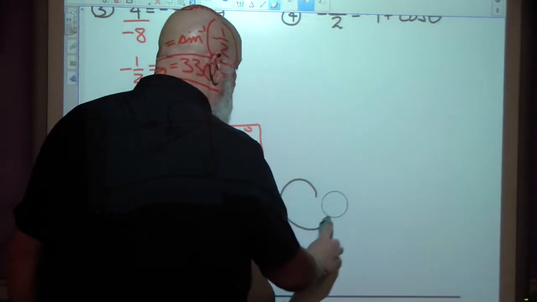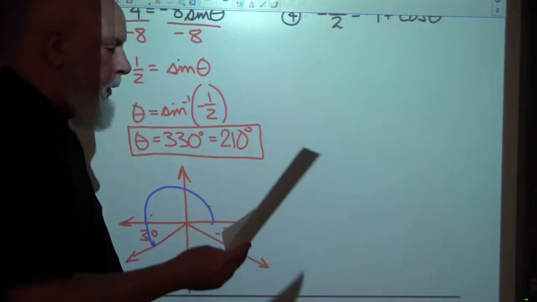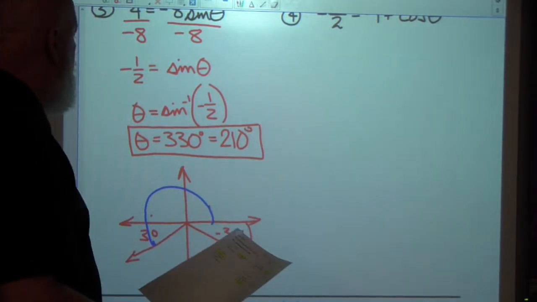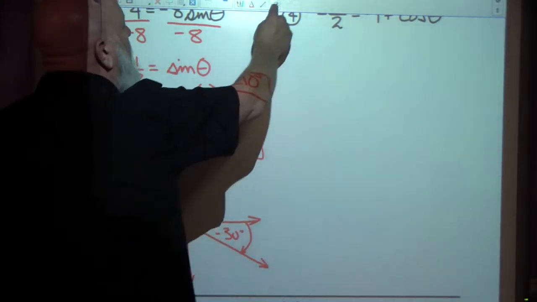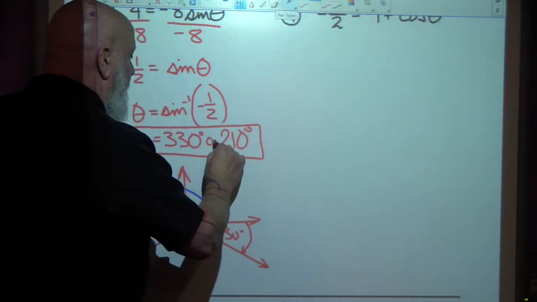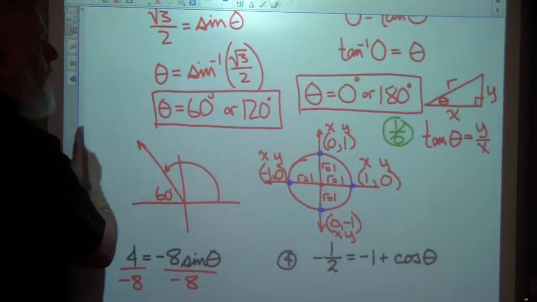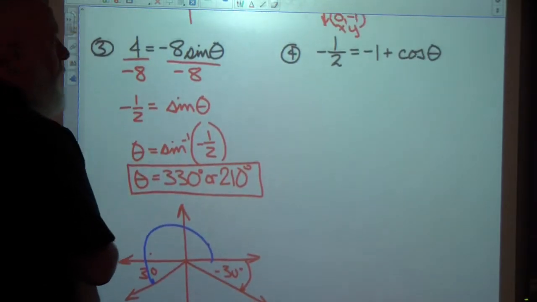Okay, let's take a look at one more. Let me check my answer, make sure I didn't botch it. 210 degrees and 330 degrees. Yay! This is a false statement. That should say or, not equals. Let's see if I did that on any of the others. Or, yay. Okay. Let's do one more here.